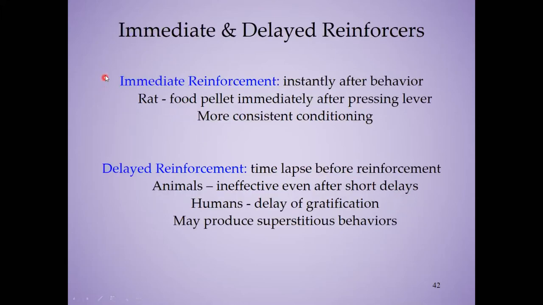We also can distinguish between immediate and delayed reinforcement. Immediate reinforcement is provided instantly after a behavior is performed. For example, a rat receives its food pellet immediately after it presses the lever. Or you find that the light comes on immediately after you flip the switch. Now, when we have immediate reinforcement, we will get more consistent conditioning.